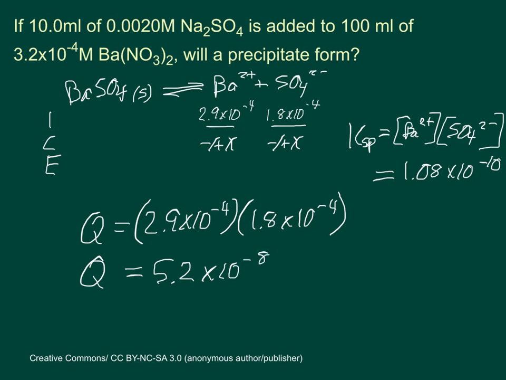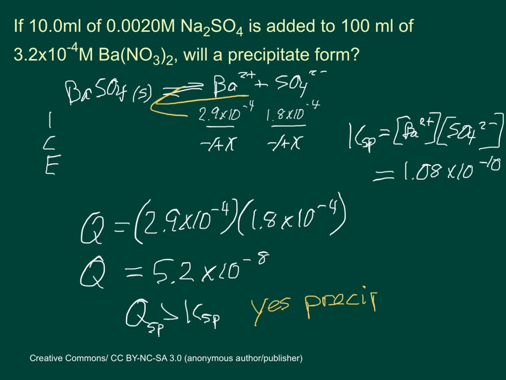That makes Q greater than K. If we want to write it, Qsp is greater than Ksp, which means, remember from equilibrium, we have too many products. Therefore, this reaction is going to have to go back towards reactants, the reactant being barium sulfate solid. So will precipitate form? Yes, it will, because Q is greater than K. So yes, precipitate will form. Okay, and that's what you need to do to prove it. You need to find the Q, you need to compare it to the K.